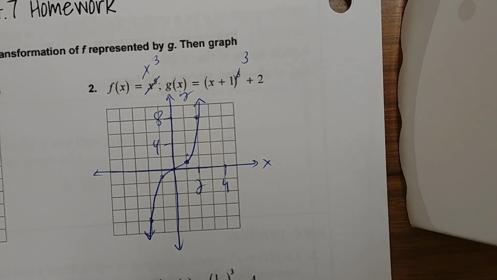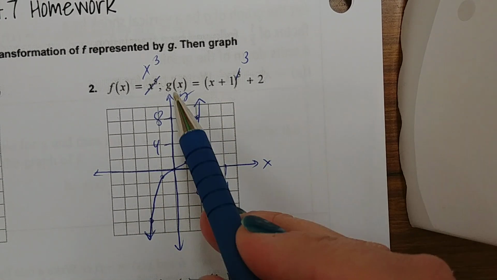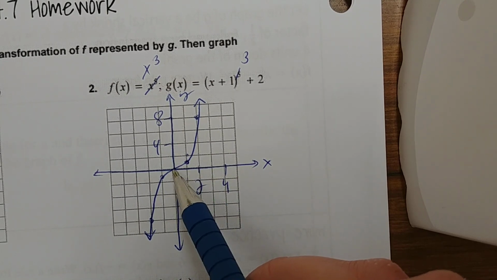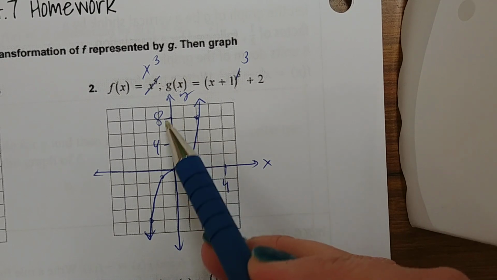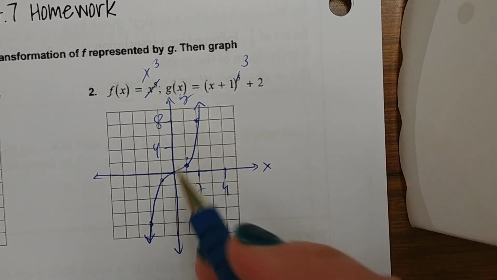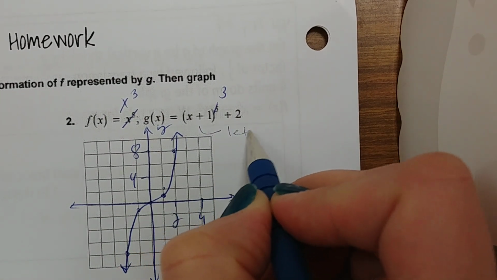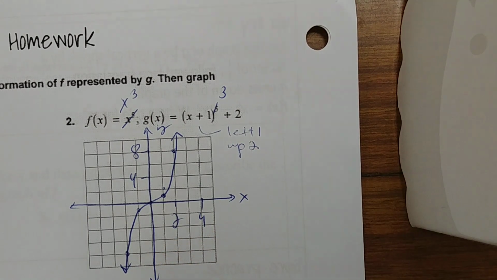So I started by graphing the parent function and I numbered my axes by 2 here. So I'm counting by 2s here. So 2, 4, 6, 8. And by 1s along the x, so 1, 2, 3, 4. So it looks a little squashed, but it's not. It's just the numbering that makes it appear that way. And then I'm interpreting this as a shift to the left 1 and up 2.